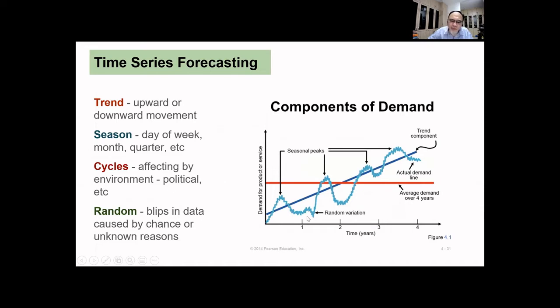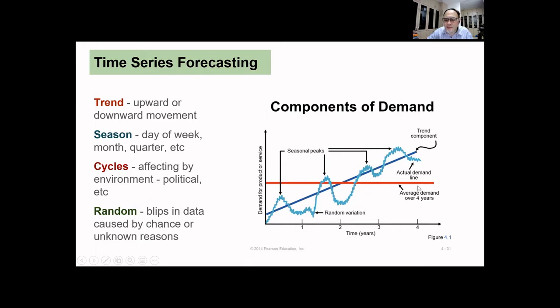Random: random blips in data caused by chance or unknown reasons. Okay, so random is a bit difficult to understand, but these are the components of demand for time series forecasting.